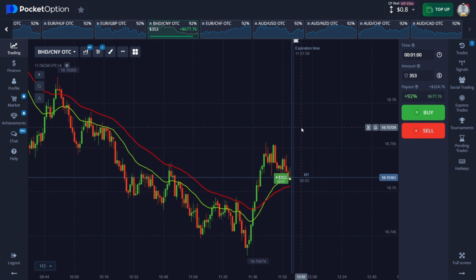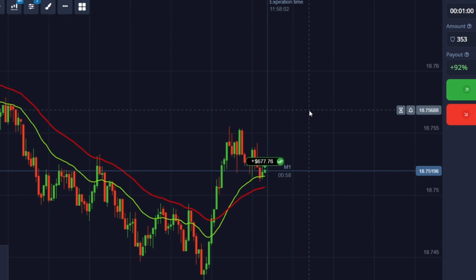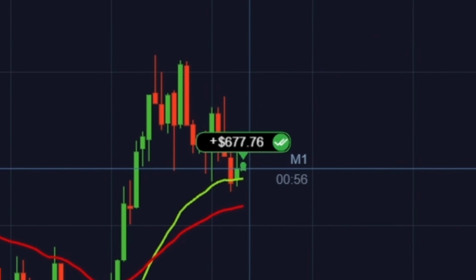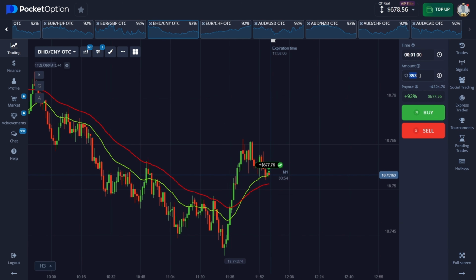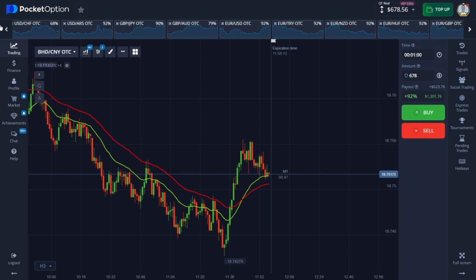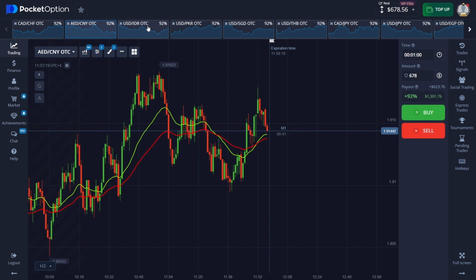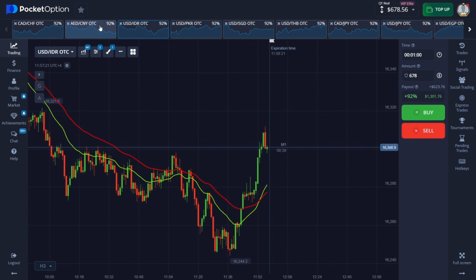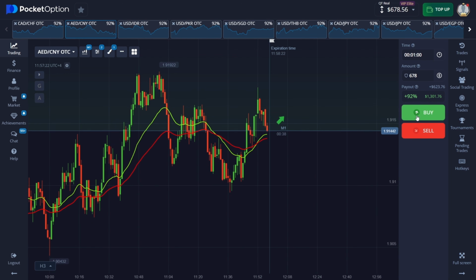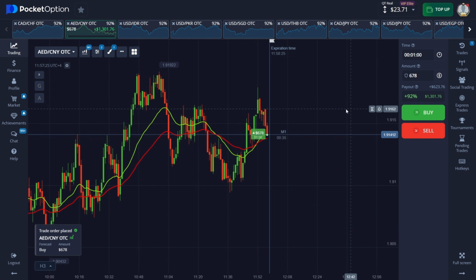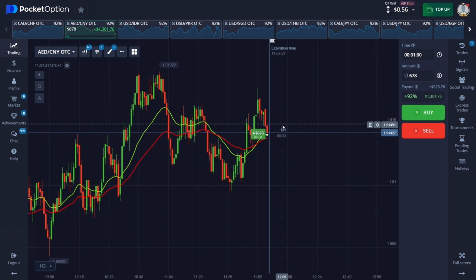With only a few seconds left, I won another trade. Now, my balance has turned into $678. Let's find a trade for $678. We have a trade for the upside move. I'm waiting for a good entry. If this candle gives us an entry near the moving average, I'll place the trade for the upside.